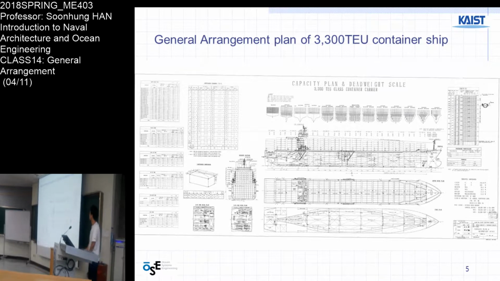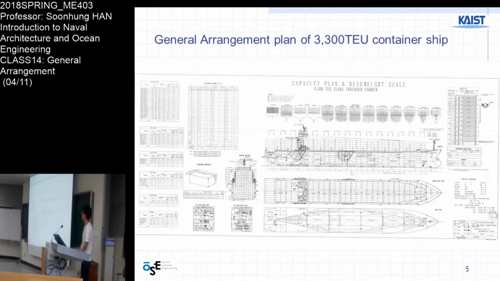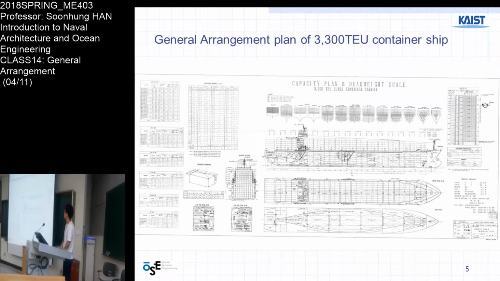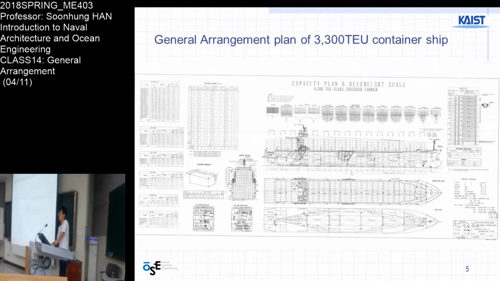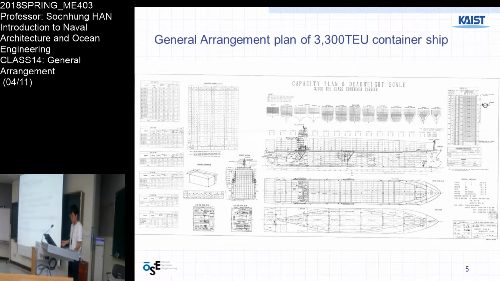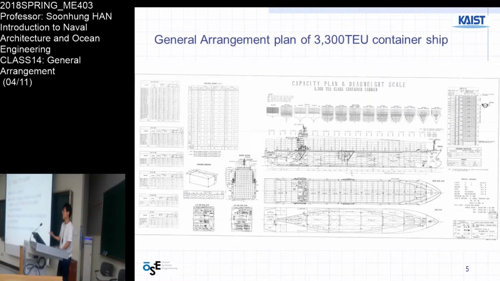So before introducing some principles for general arrangement, can you think of any principles? We had some problems like conflicts, like where to locate the engine. Is there any idea for some principles about where to locate some important parts of ships? Maybe I think it's heavy, so for safety, it should go down there.